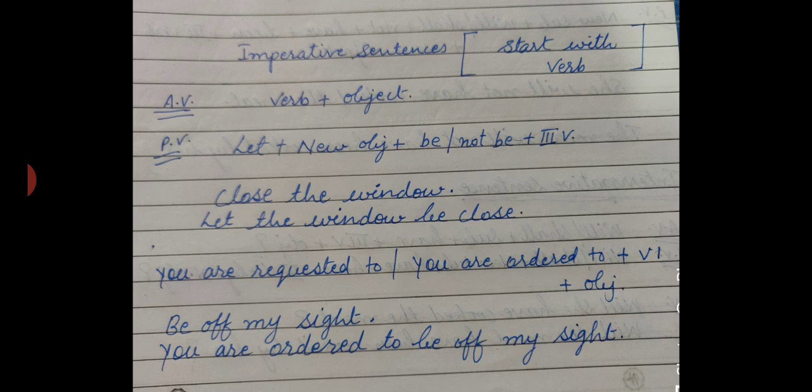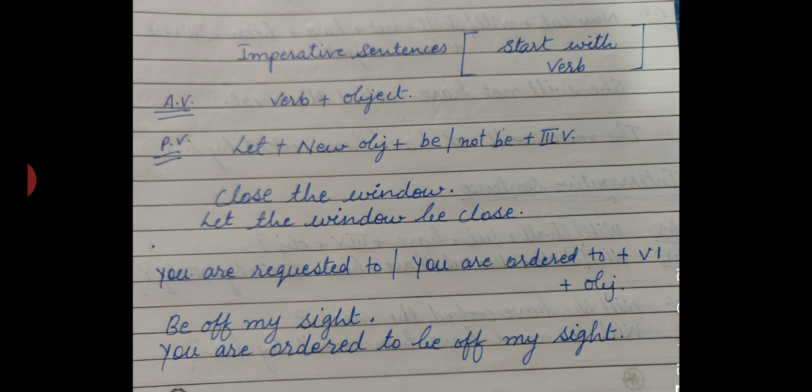And in these sentences we request someone, we advise someone, or we order someone. So the active voice structure will be verb plus object. Is it clear? Verb plus object. And when you change it into passive, either you can change with let, or you can go with you are requested to, you are advised to, or you are ordered to.